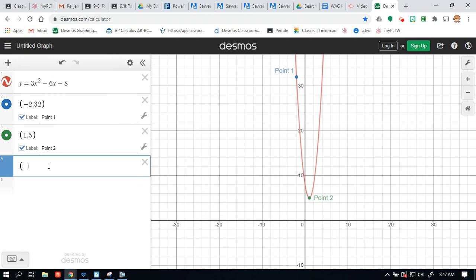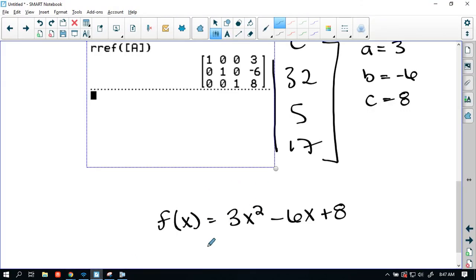And then the last point that they gave us is 3, 17. And label it point 3. And each one of these points is on our graph. So we do have the correct graph. We have the correct formula.